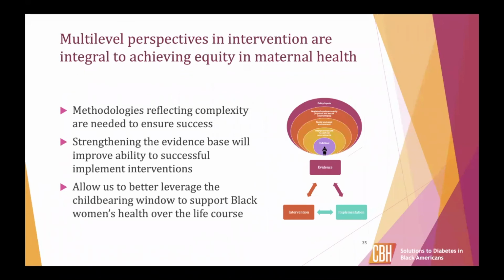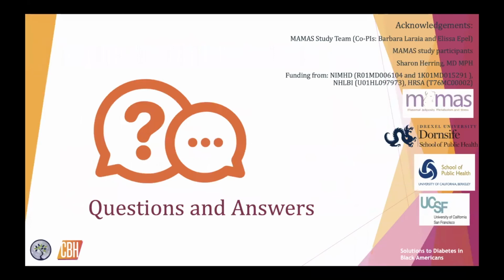But for the time being, I just want to wrap up by saying multi-level perspectives in interventions are integral to achieving equity in maternal health, and methodologies that reflect complexity are needed to ensure success. We need to strengthen the evidence base with regard to complexity and translational context in order to successfully implement interventions. And overall, this is what will allow us to better leverage the childbearing window in order to support Black women's health over the life course. And with that, I will wrap up. And I'm very happy to hear any questions, comments, or talk about or clarify any points that may have arisen over the course of this talk.